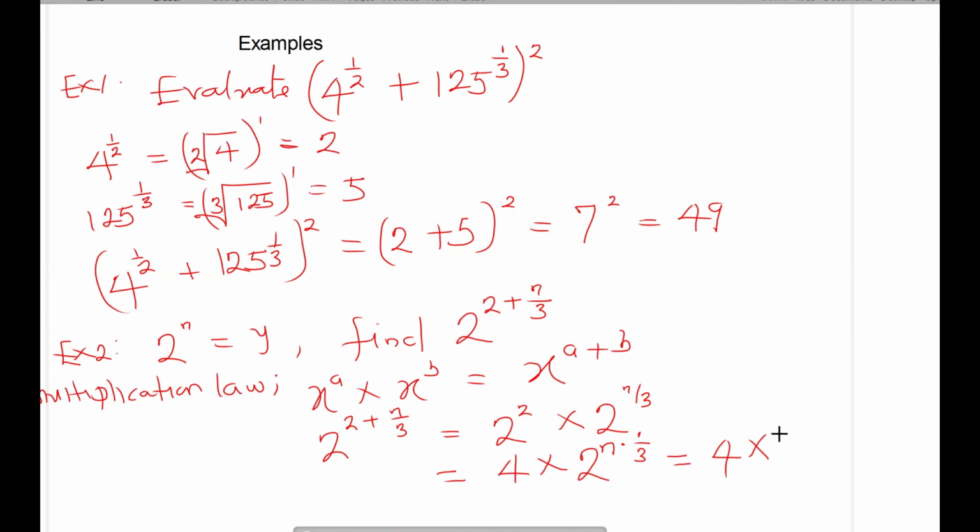So since 2 raised to the power of n is y, I can say y, and this 1 over 3 is still a power. So this can now be 4y raised to the power 1 over 3. And if you want to apply our fractional index there, you can say it is 4 times the cube root of y. This does mean multiplication. I will write it as 4y raised to the power 1 over 3, which is 4 times the cube root of y, because if I apply my fractional index law, y raised to the power 1 over 3 will be the cube root of y.